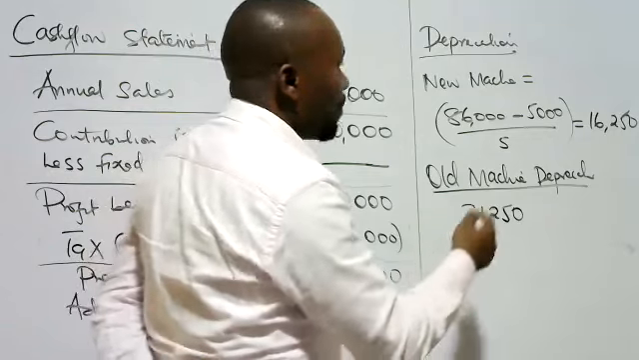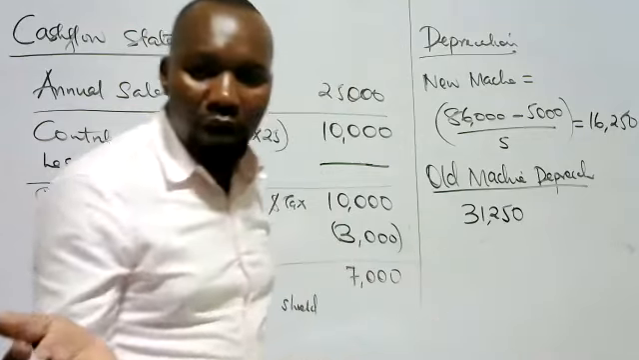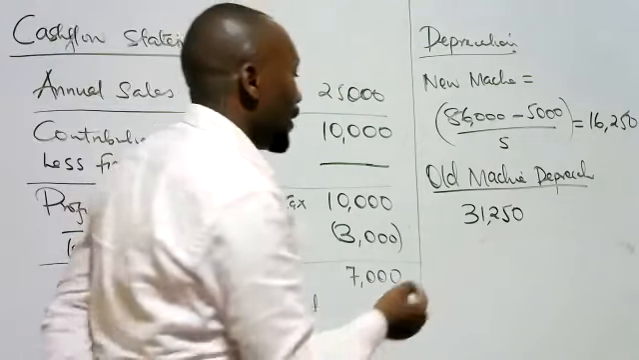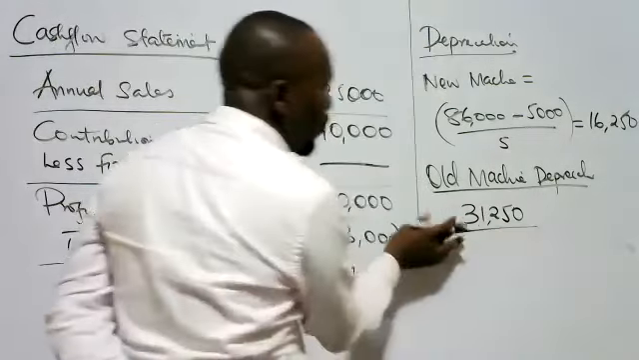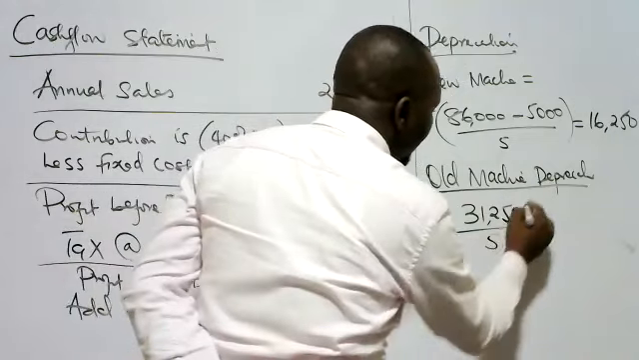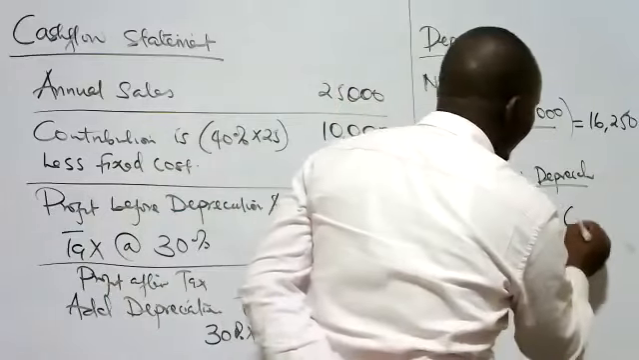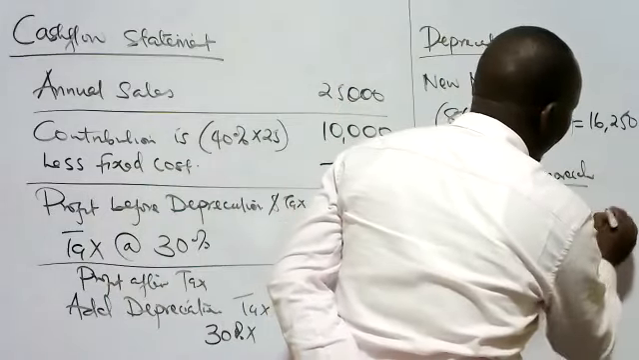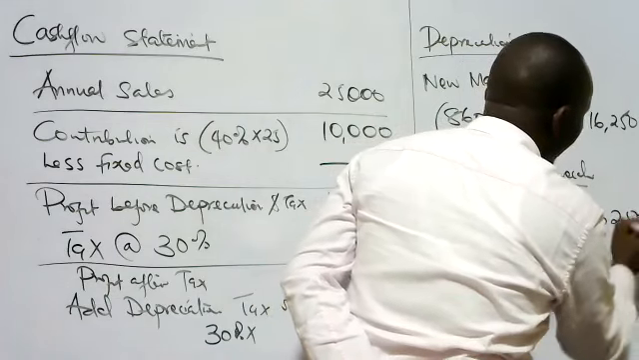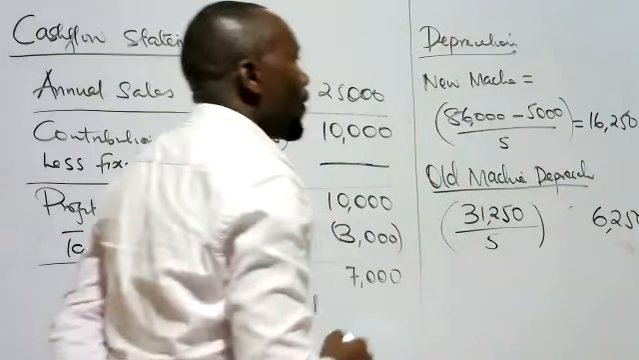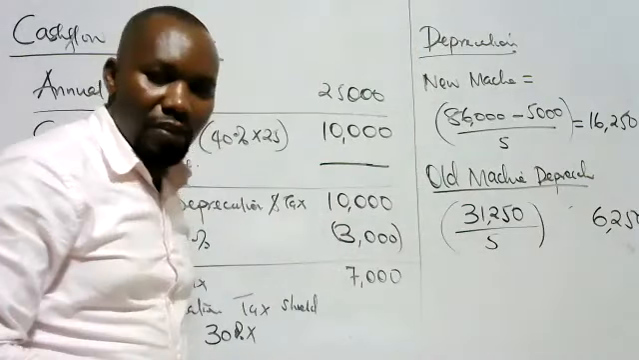Sasa hii monthly ilikuwa 6250 per year, which is still okay. Alternatively, you can say that ilikuwa imebaki hii divided by 5, which is still the same thing. Haikuwa na net book value, so it is 6250. So the difference between these two is now the net tax shield that you're supposed to have.